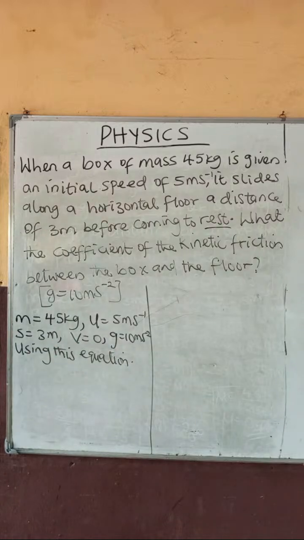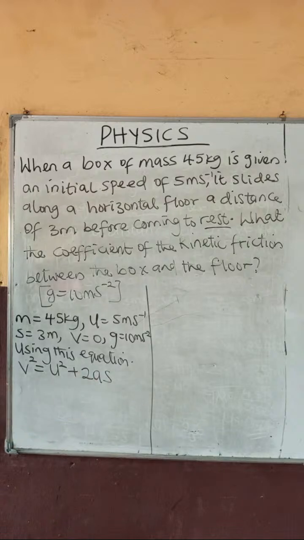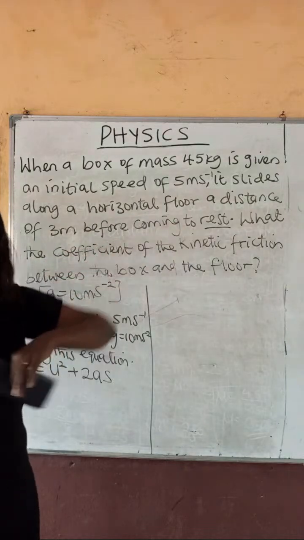Using this equation, v squared is equal to u squared plus 2as, right? So my final velocity is 0 because the body comes to rest. That is why v is 0.